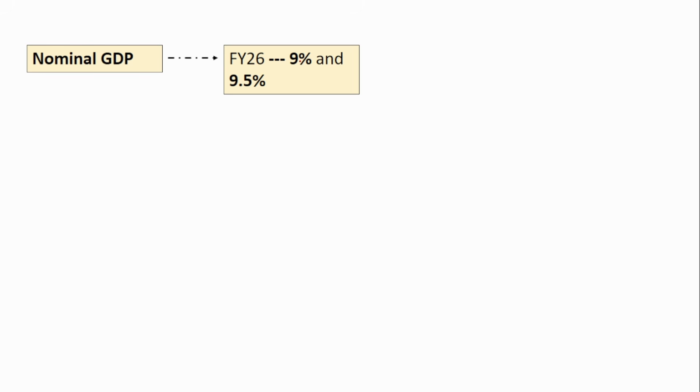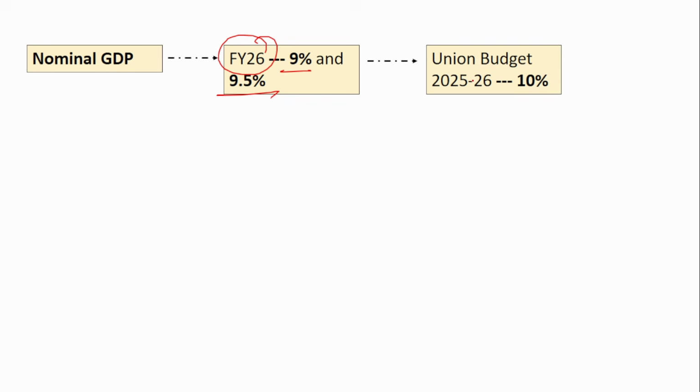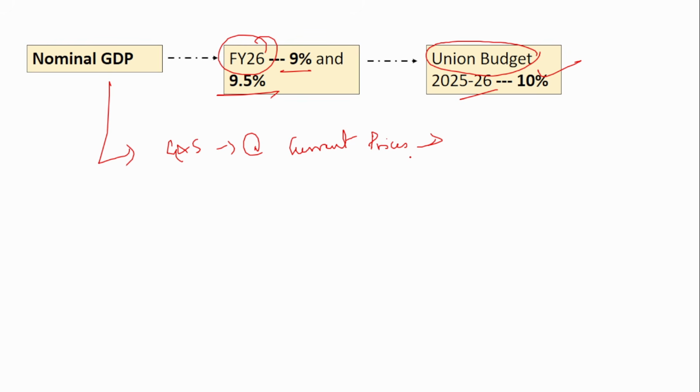The nominal GDP for financial year 26 is expected to be between 9% and 9.5%, slightly lower than what was projected by the Union Budget, that is, 10%. The Union Budget had projected that the nominal GDP for financial year 26 would be at 10%, but the SBI projection is somewhere between 9 and 9.5%. So what is this nominal GDP? It is nothing but the total value of the final goods and services at current prices. Here, it does not take into account the inflation part.